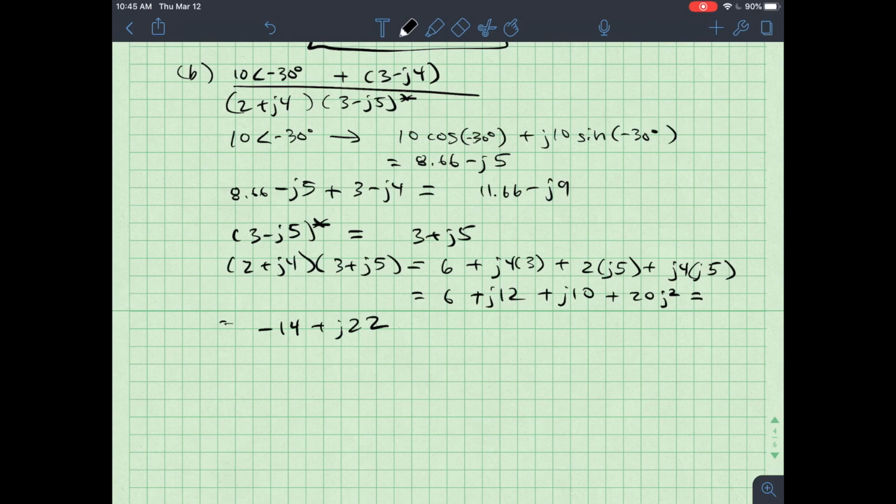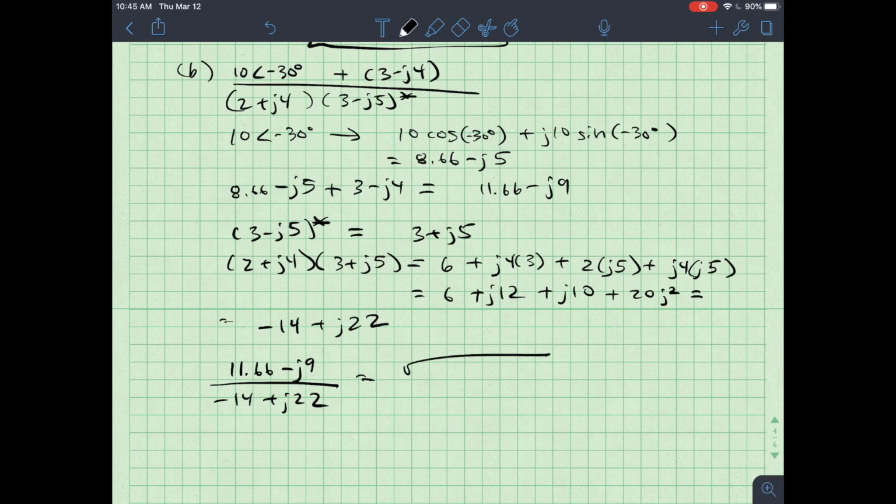All right, so now I know the following is true. What I'm looking for is 11.66 minus j9 divided by minus 14 plus j22. Now I have a good case to move this into polar form. So this is equal to the square root of 11.66 squared plus 9 squared, with an angle of inverse tangent of negative 9 over 11.66.